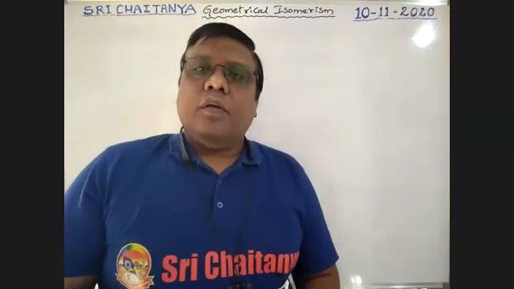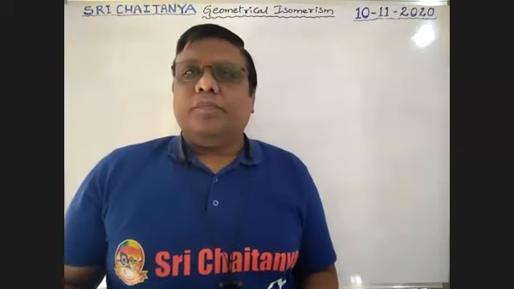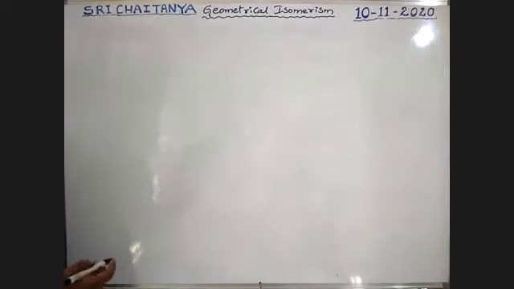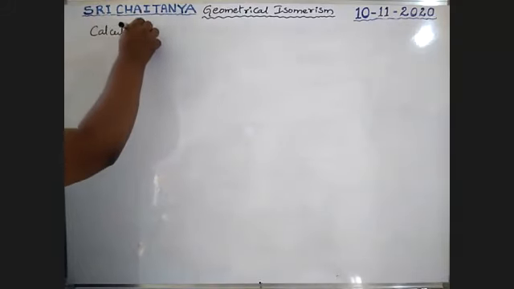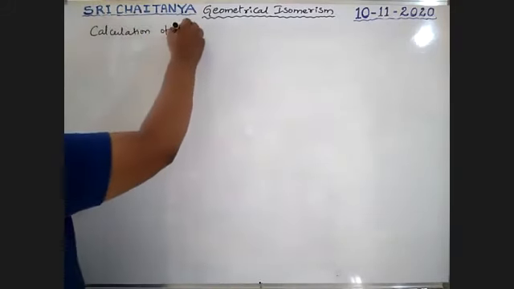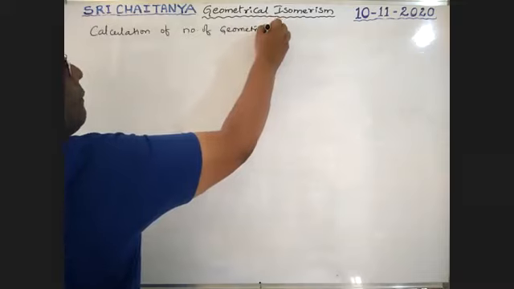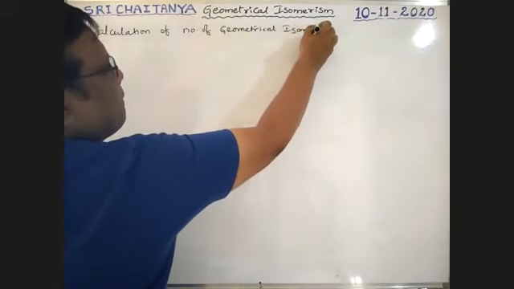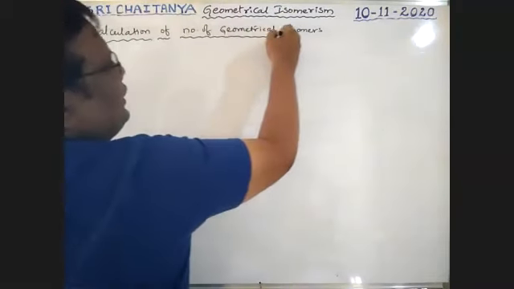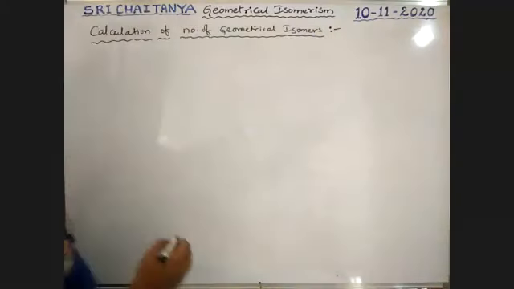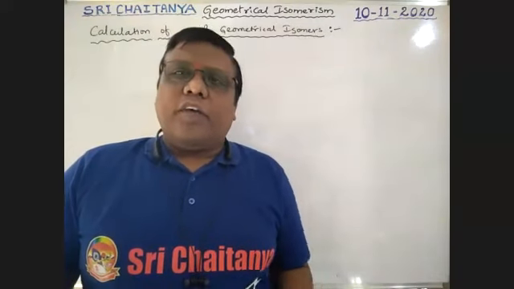See boys, next topic and next subheading, the last topic in this geometrical isomerism, that is calculation of number of geometrical isomers. Subheading: calculation of number of geometrical isomers. This is our topic, boys. How many geometrical isomers are possible from a given compound? How to identify? There is a formula, boys.